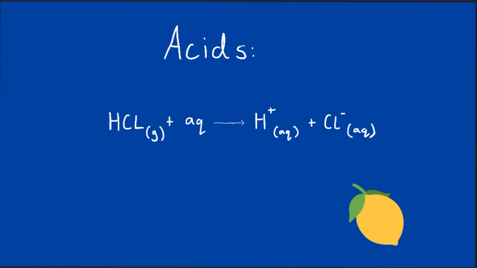Properties of acids. They turn blue litmus indicator paper red. They have a pH from 1 to 6. They have a sour taste. And they should be aqueous to show acidic property.